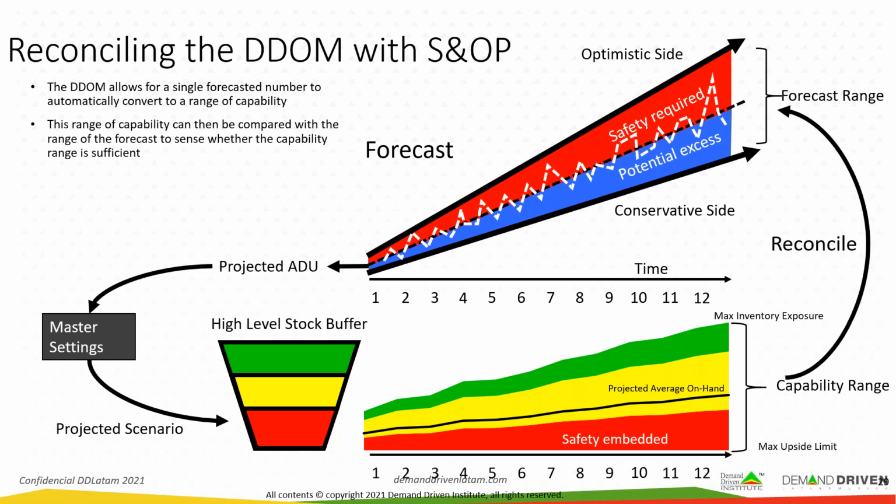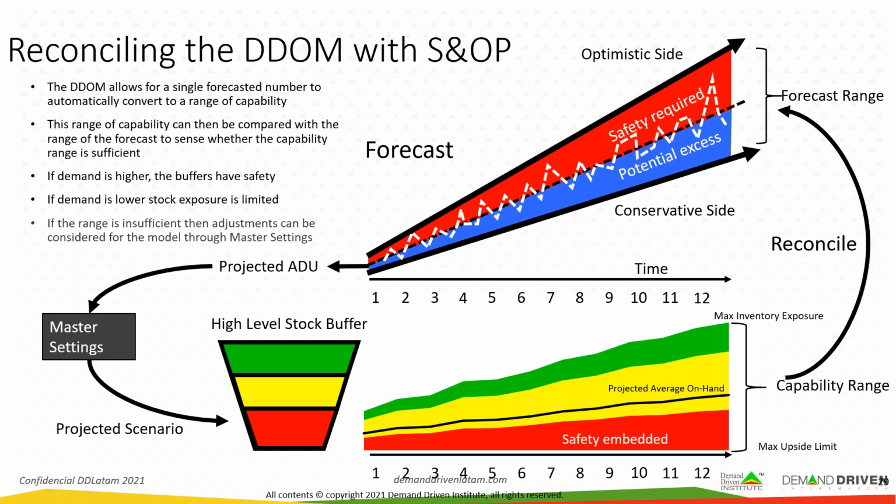Well, we know if our demand drops to 0 overnight, we have a maximum inventory exposure because DDMRP only replenishes when things are consumed, not like the master schedule that'll have you continue to build things that you don't need. So if demand is higher, the buffers have safety. If demand is lower, we've got a limit on our stock exposure.